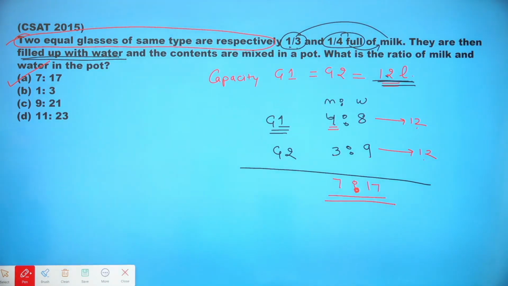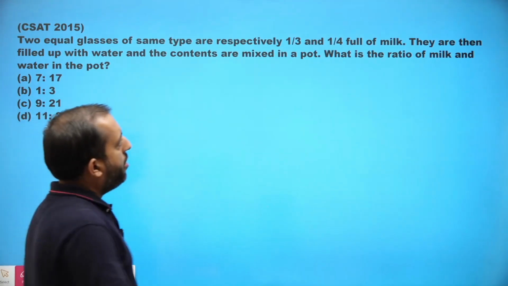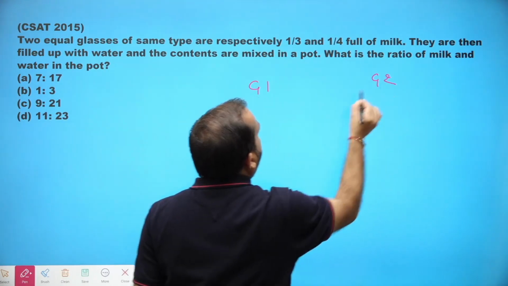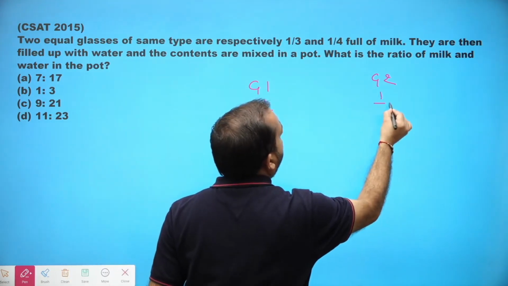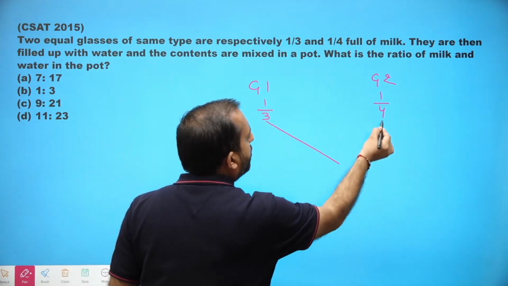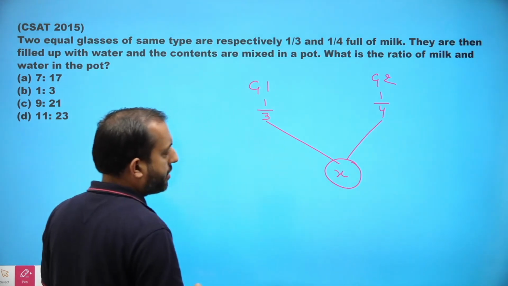Okay. Now, this question can be solved with the help of alligation also. Now, listen. There is glass 1, there is glass 2. In glass 1, milk is 1/3. In glass 2, milk is 1/4. When they were mixed, I don't know what the milk in the mixture is. Let's say milk in the mixture is X.